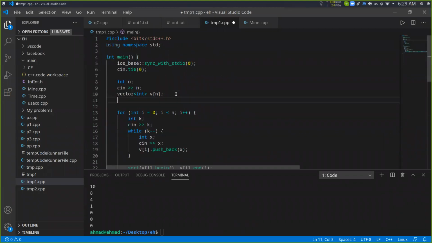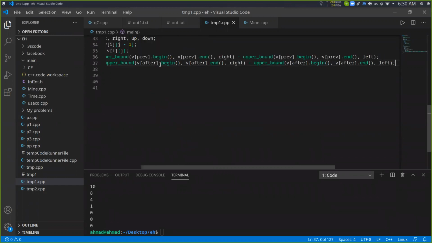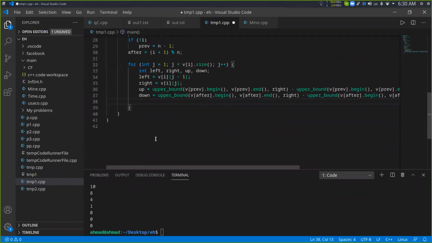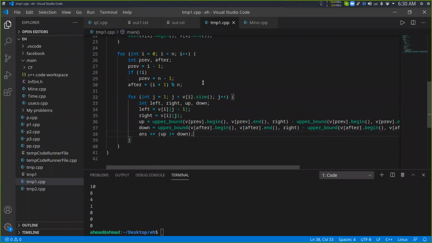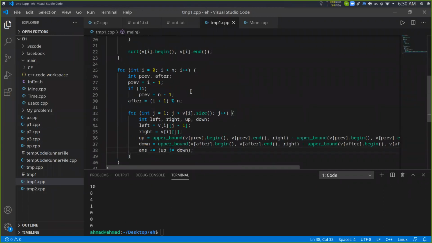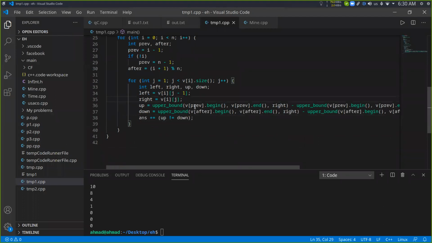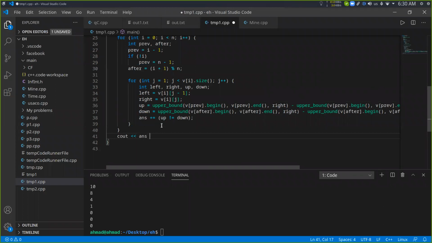And to add to the answer the number of unstable cells, we make answer equal to 0, and we'll add 1 if this cell is unstable. So answer plus equals 1 if up is not equal to down. Okay, any questions here? I finished the solution now. Any questions about this solution? About any detail? Okay, and then I print answer, and that's it.